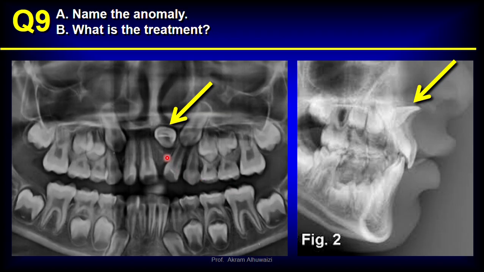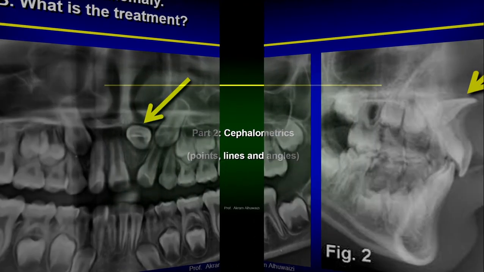What's the anomaly here? You notice this tooth is a dilacerated central incisor which is impacted. And what is the treatment for it? Also, it would be surgical removal of this tooth.